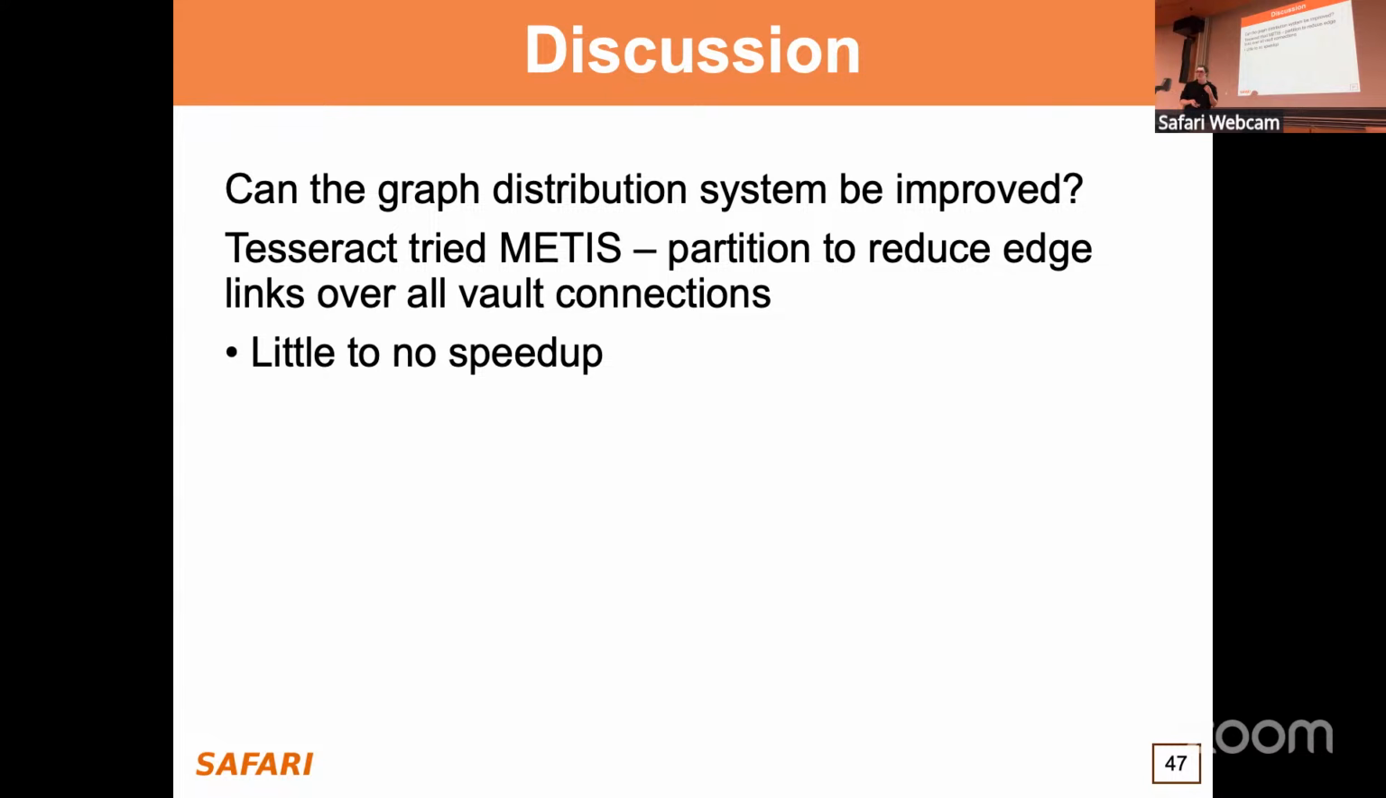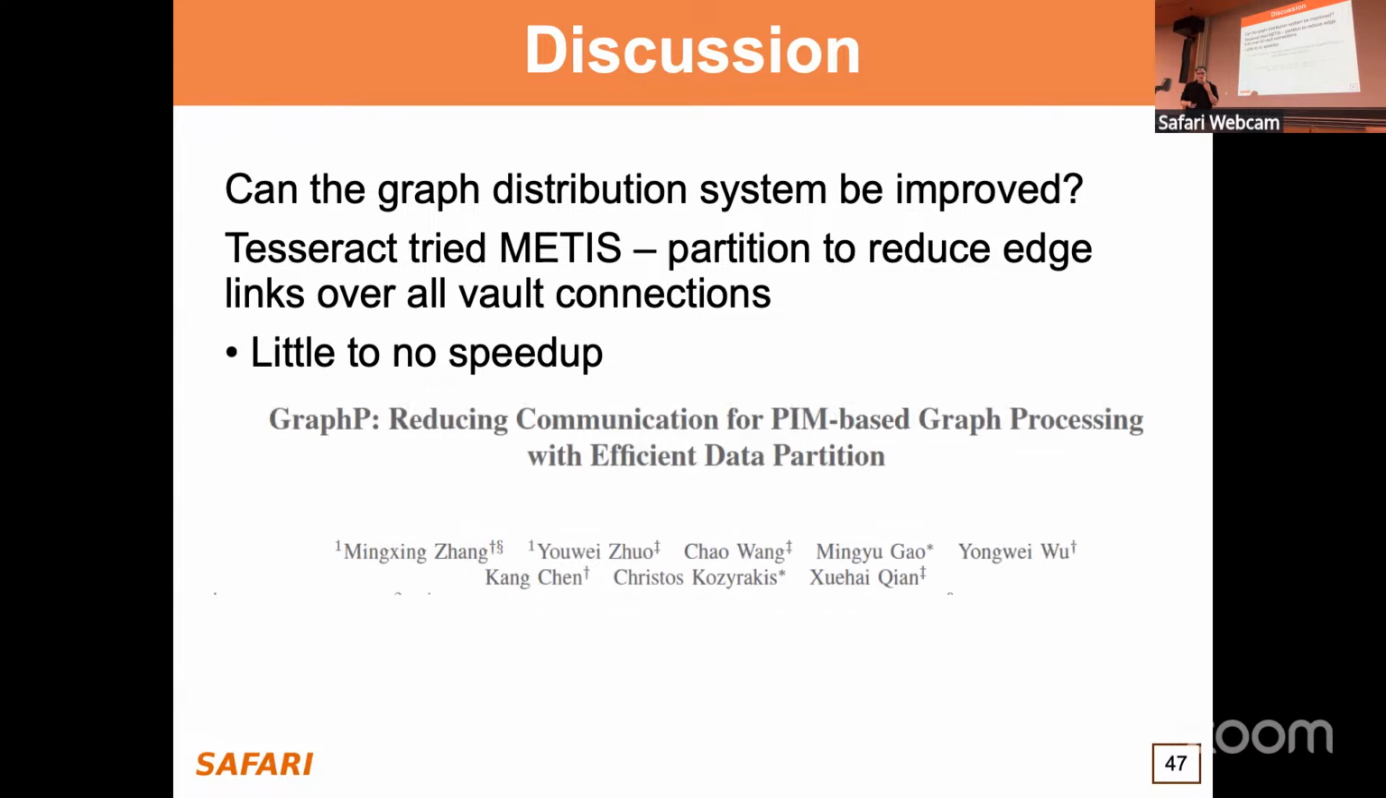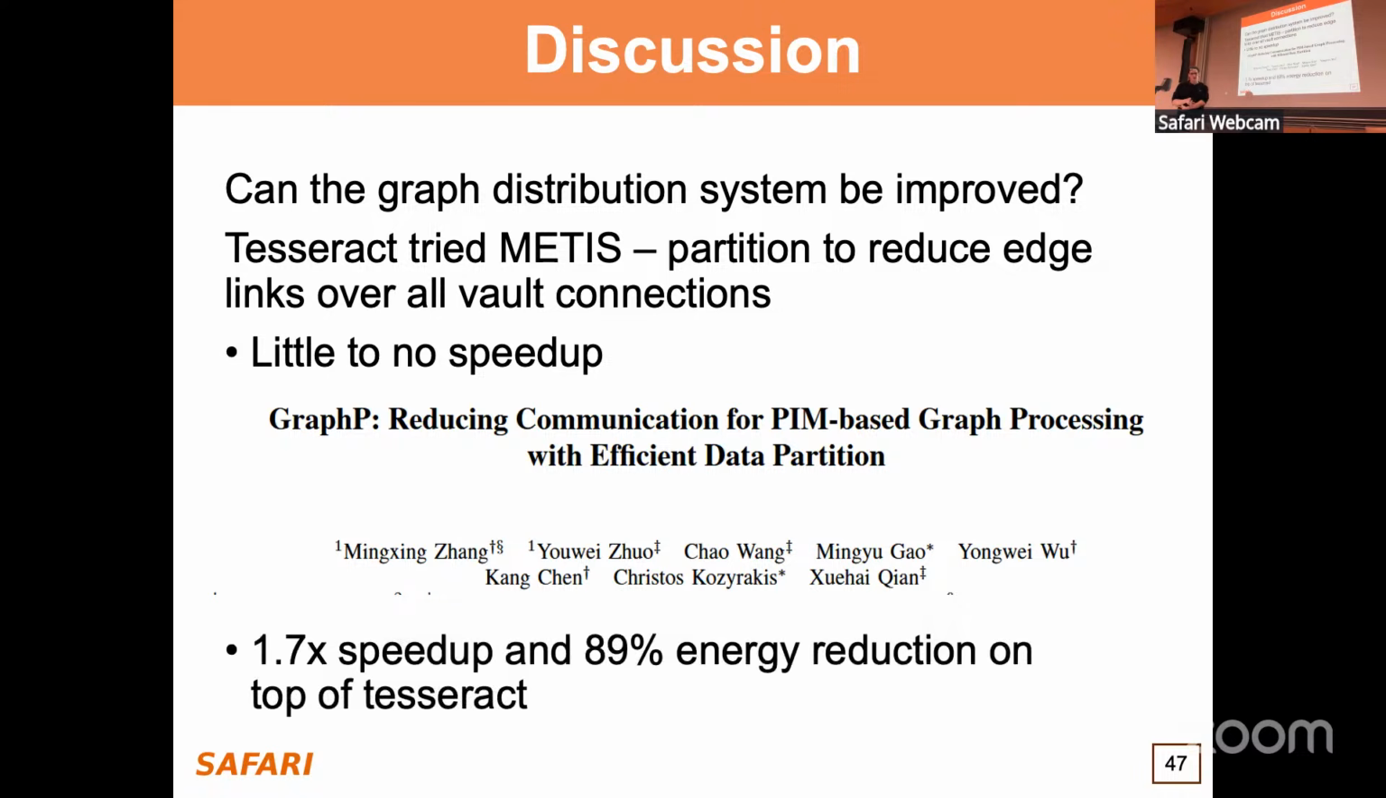However, then there was another paper a few years later, and what they did is they tried to keep everything local by ensuring that every outgoing edge would be at least with the same vertex of every vault. So at least they managed to cut down on the memory latency somewhat. They actually achieved a 1.7 times speedup and about an 89% energy reduction on top of the already incredible results of Tesseract itself.